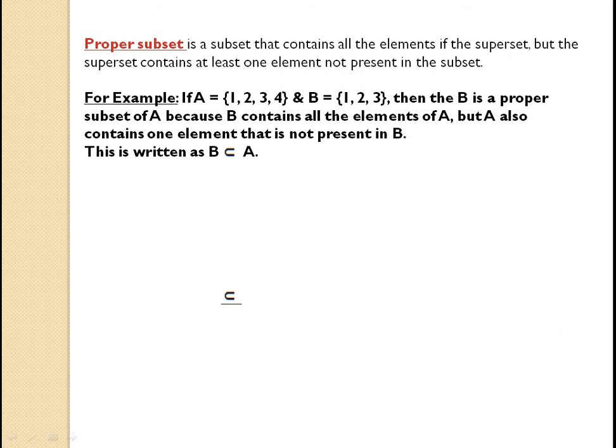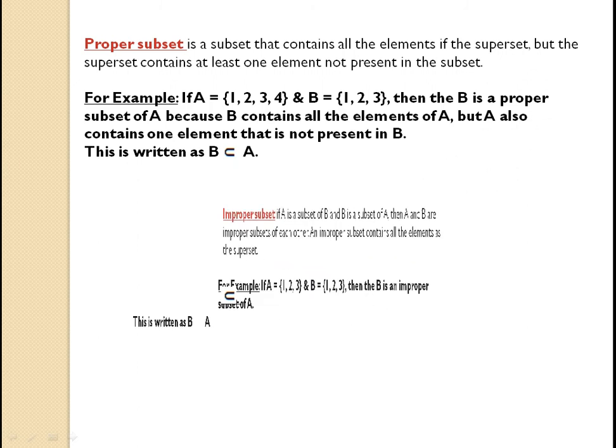Here we have a proper subset. A proper subset is a subset that contains elements of the superset, but the superset contains at least one element not present in the subset. There is a little bit of difference. There is at least one element that is not present. That's why it is called the superset. Here we have a proper subset example. If A = {1, 2, 3, 4} and B = {1, 2, 3}, then B is a proper subset of A, because B's elements are all in A, but A also contains one element that is not present in B. That can be written with the proper subset symbol, B ⊂ A.